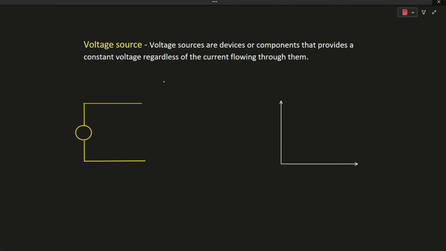In this tutorial, we are going to learn about voltage source. So what is a voltage source? A voltage source is a device or component that provides a constant voltage regardless of the current flowing through it. This type of voltage source is known as an ideal voltage source because the voltage remains constant irrespective of the value of the current.